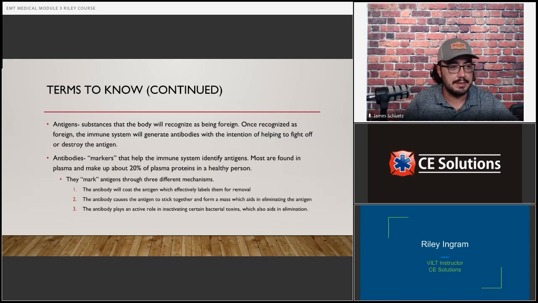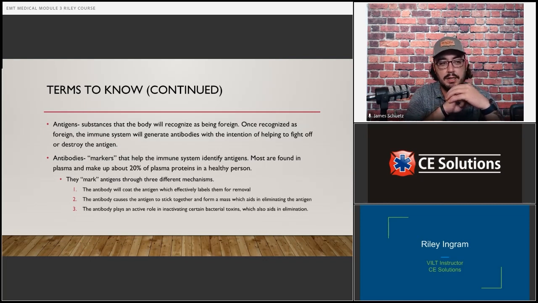Antigens are substances that the body will recognize as being foreign. Once recognized as foreign, the immune system is going to generate antibodies with the intention of helping to fight off or destroy that antigen. All right. This is like your soldiers. Okay. So your antibodies are going to be markers that help the immune system identify those antigens. The antibodies are your soldiers, not the antigen. I'm sorry, I wanted to make sure I clarified that.